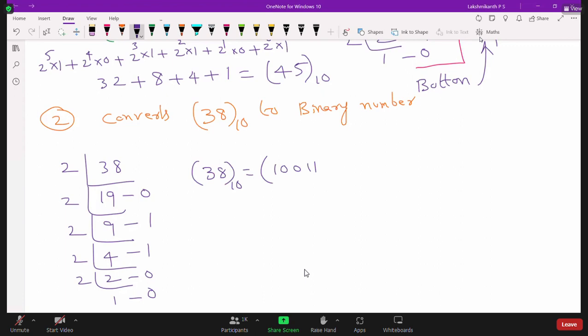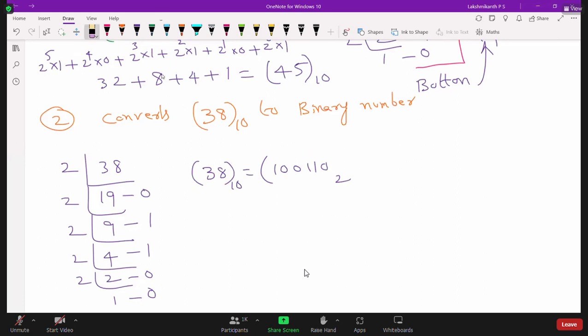We can also verify, right? How to verify? Convert now from binary to decimal. How can we convert binary to decimal here? You can write the place values: 2 power 0, 2 power 1, 2 square, and this is 2 power 3.